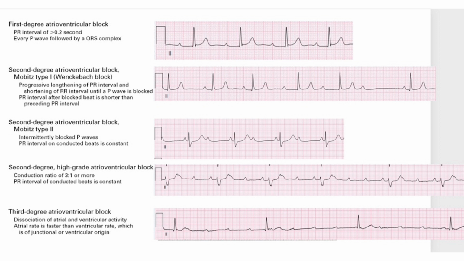What are the different types of heart block? First degree heart block is where the PR interval is greater than 0.2 seconds. Every P wave is followed by a QRS complex.